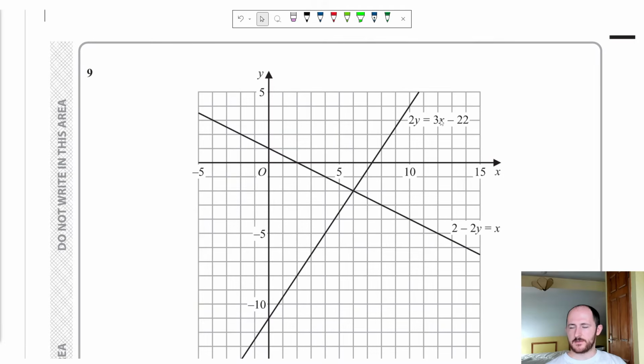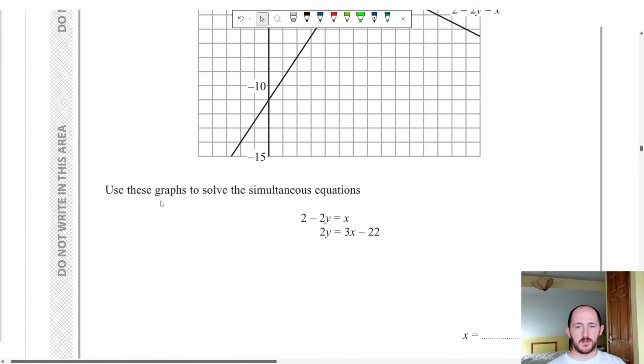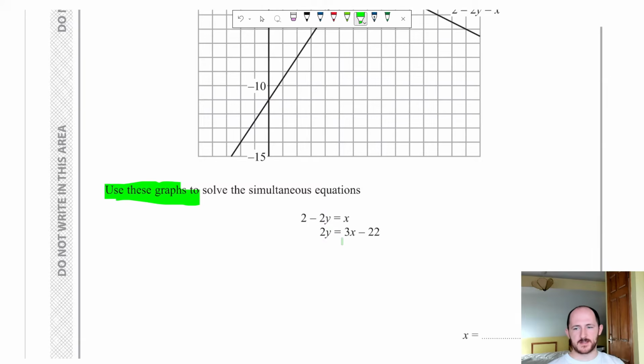So here we have a drawing of two different graphs. We have 2y is 3x minus 22, and 2 minus 2y is equal to x. And it asks us to use the graphs, I want to highlight that, to solve these simultaneous equations. The reason why I'm highlighting it is the number of students that I see trying to just add the two equations to eliminate y and then doing all that fun stuff is incredible. You get 0 marks even if you get the right answer.